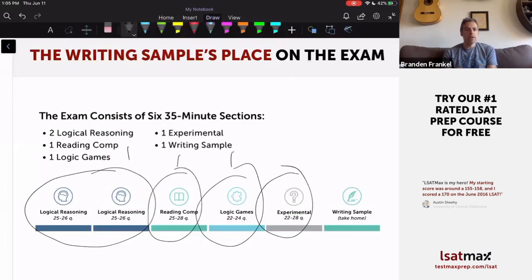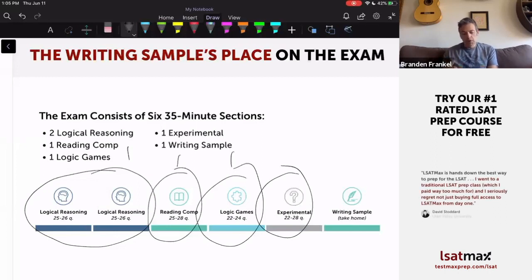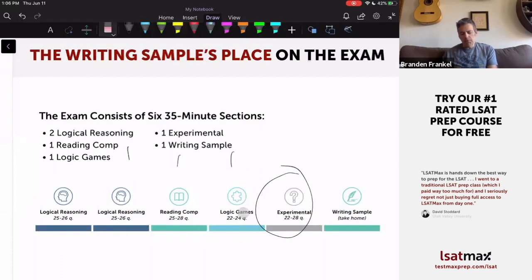Then there's the writing sample. The writing sample is now a take-home. And regardless of lsat-flex, which I'll talk about in a second, or whether you're taking the normal LSAT, you don't take it on the same day at the same time you take the LSAT. Instead, you take it at home on your desktop or laptop computer, and it is one 35-minute section.